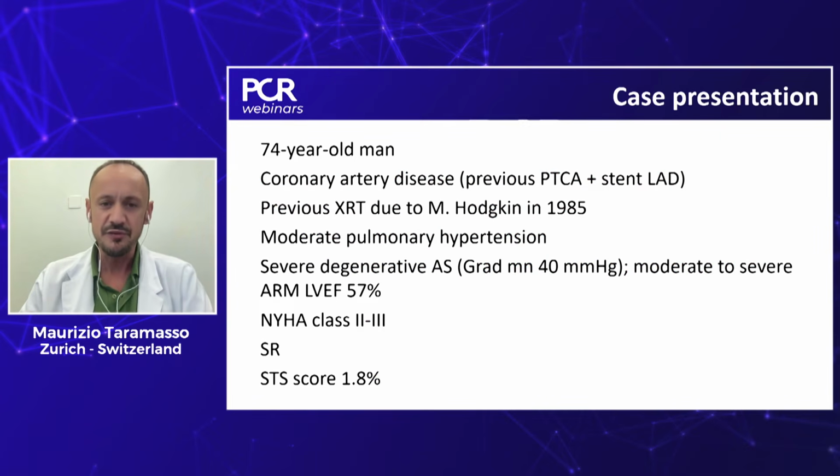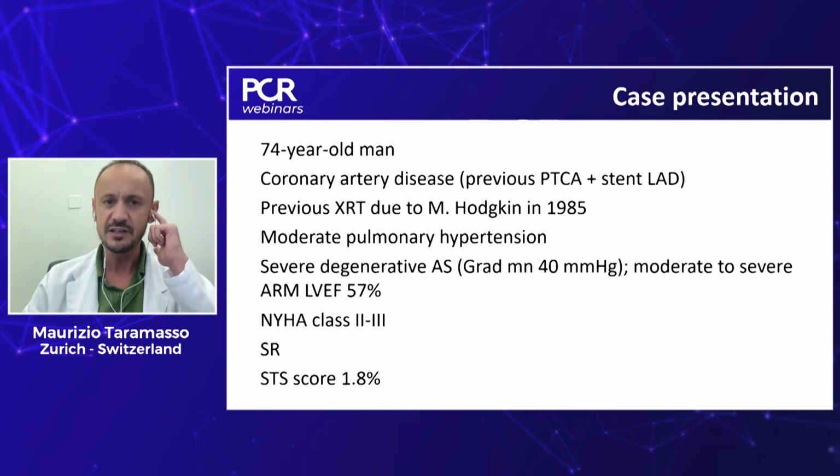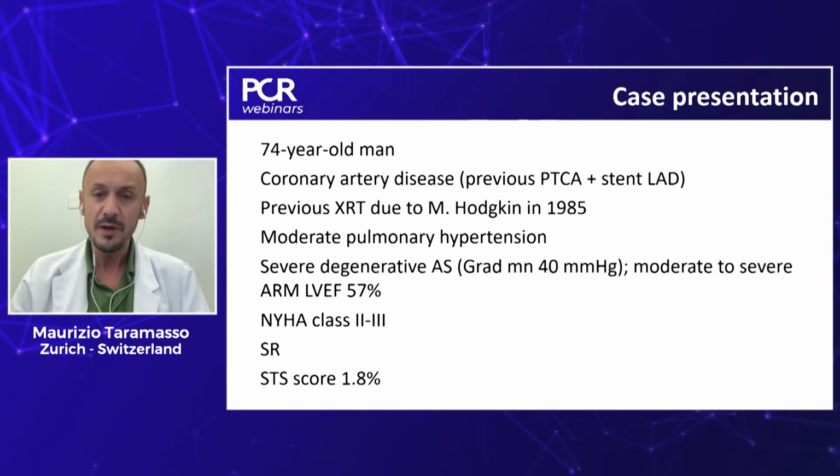Okay. Here you see the profile. It's another typical patient that we would define as low risk, a 74-year-old man. In this case, there is previous coronary artery disease, which had already been stented a few months before the procedure. The patient got stenting on the LAD. As a risk factor, the patient had radiotherapy due to lymphoma several years ago.